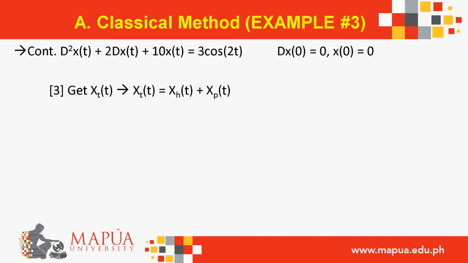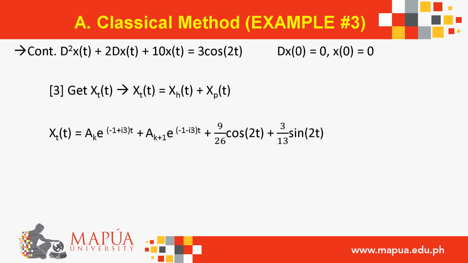Applying the superposition principle, we will now combine the homogeneous solution and the particular solution, thus giving us the equation a sub k e raised to negative 1 plus 3i multiplied by t plus a sub k plus 1 e raised to negative 1 minus 3i multiplied by t plus 9 over 26 cosine 2t plus 3 over 13 sine 2t.